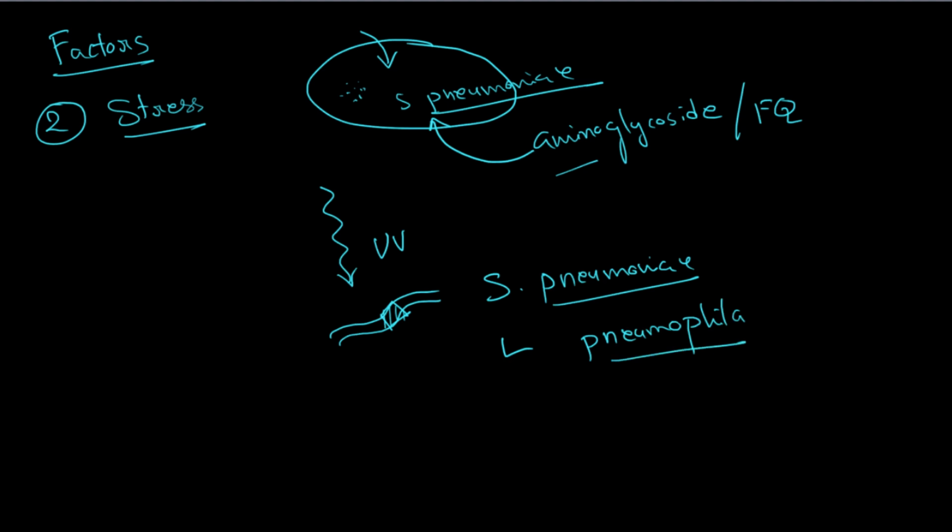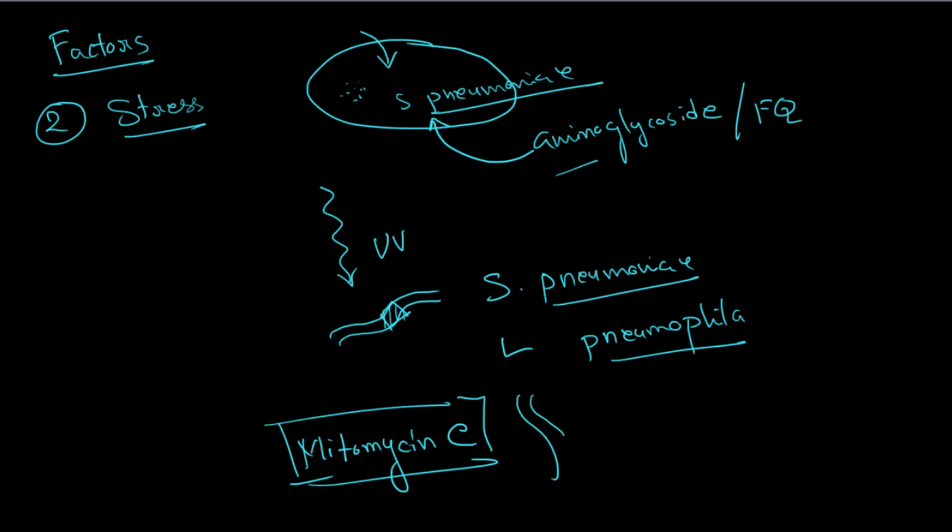Another factor that directly causes mutation or damage in the DNA is mitomycin C. This is one of those chemicals that can trigger formation of cross links between two DNA strands. So this mitomycin C also triggers competence in Streptococcus pneumoniae.